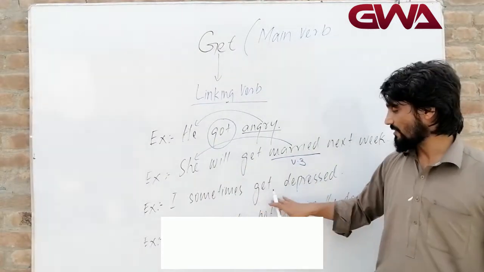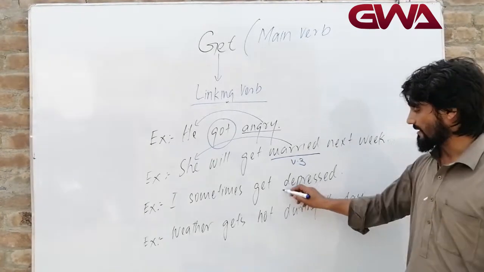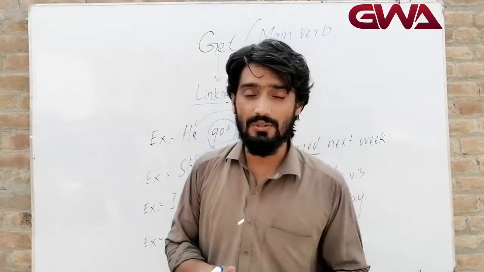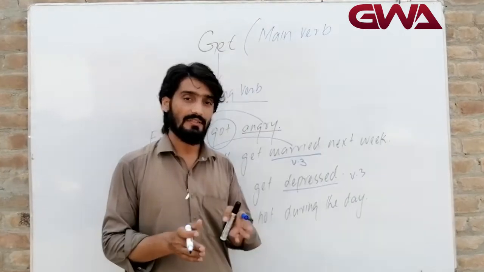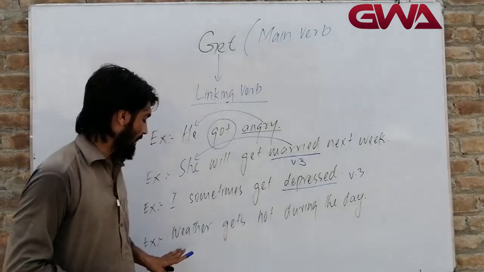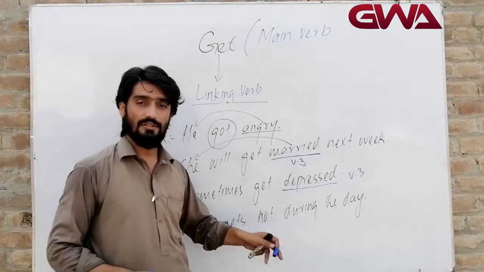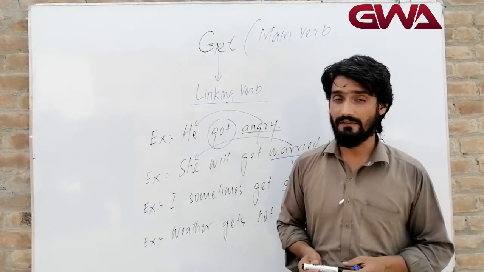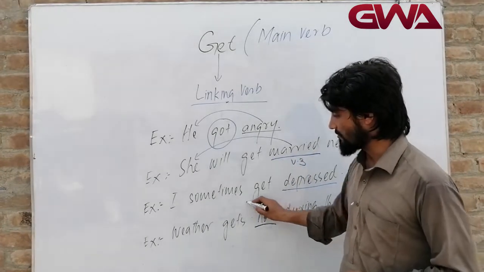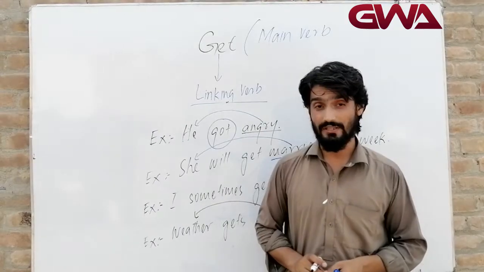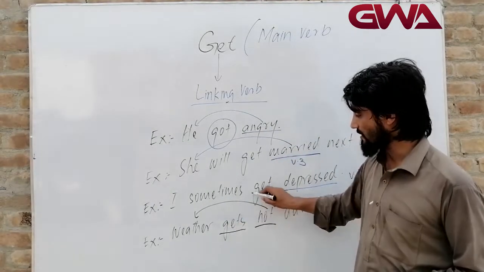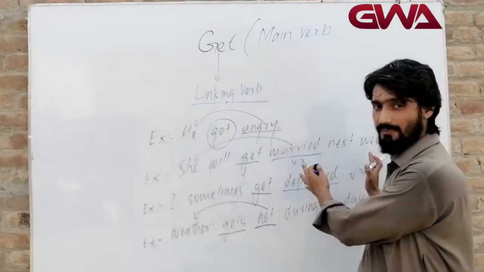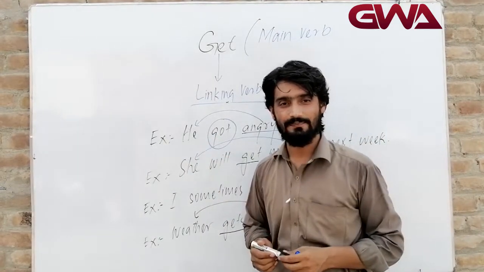I sometimes get depressed. Now, depressed is third form of the verb. It talks about the subject. Who gets depressed? The subject, I. The weather gets hot during the day. Now, what gets hot during the day? The weather. So, hot modifies the weather. In all these examples, get is a linking verb because it links the complement with the subject.